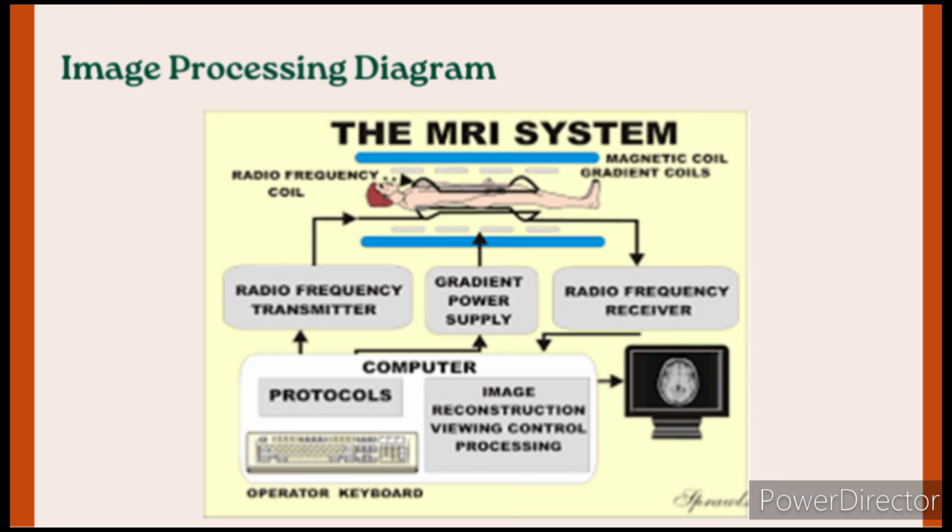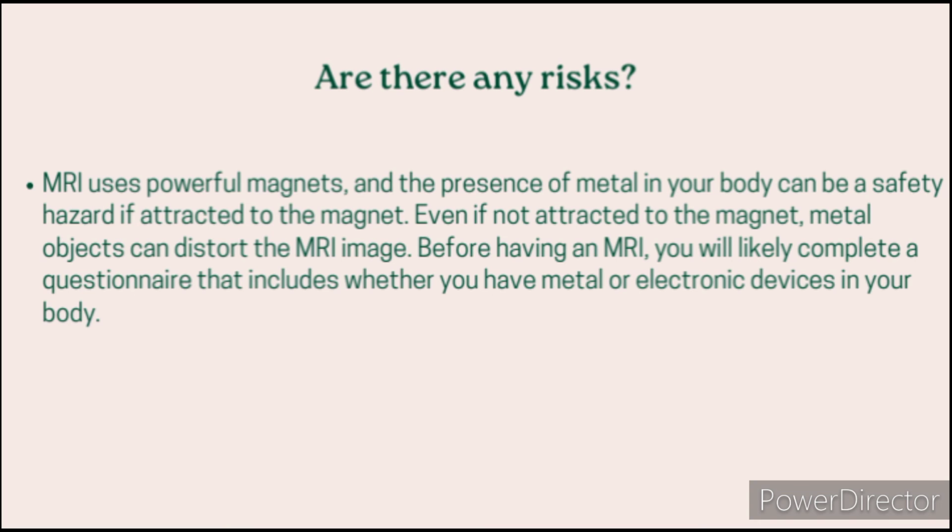MRI pictures are more detailed than the other methods. MRI may find bleeding in the brain, changes, problems with your back, and injury inside the body. Are there any risks using MRI?